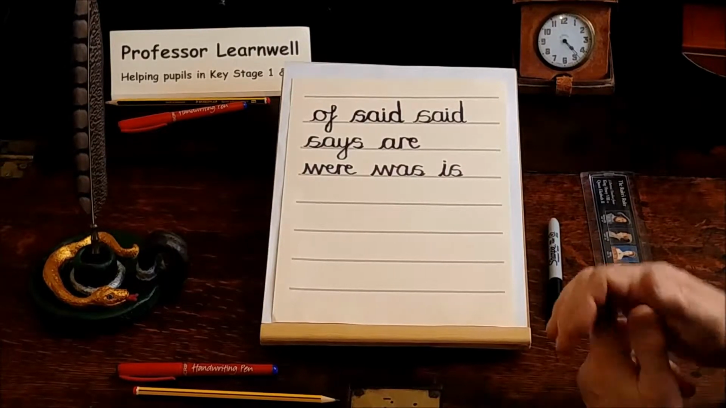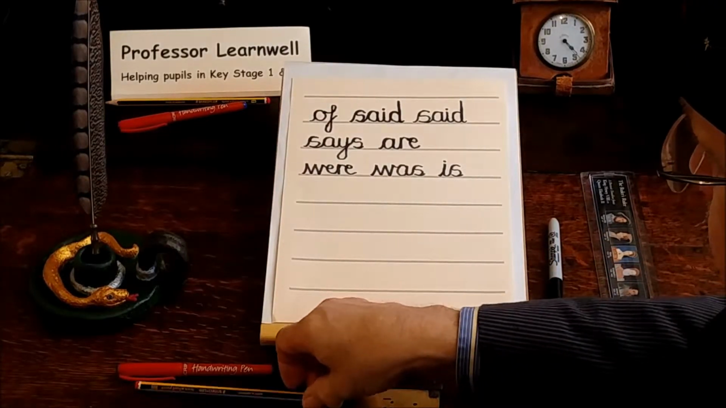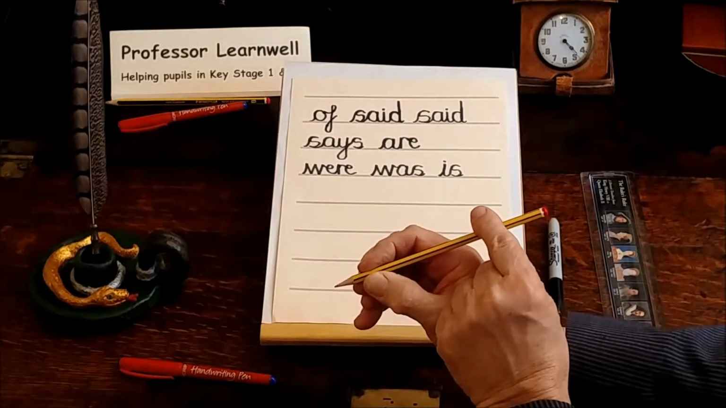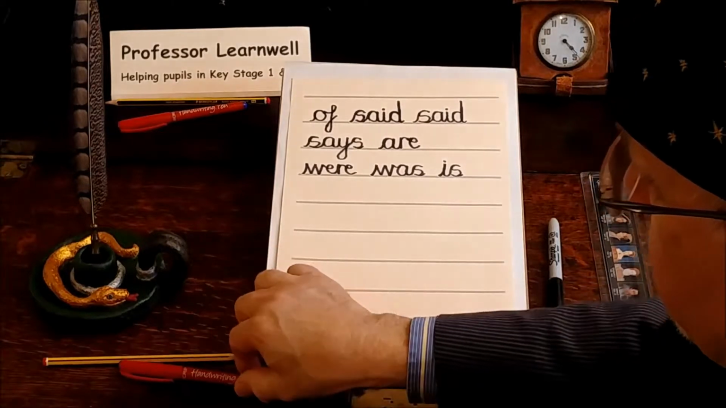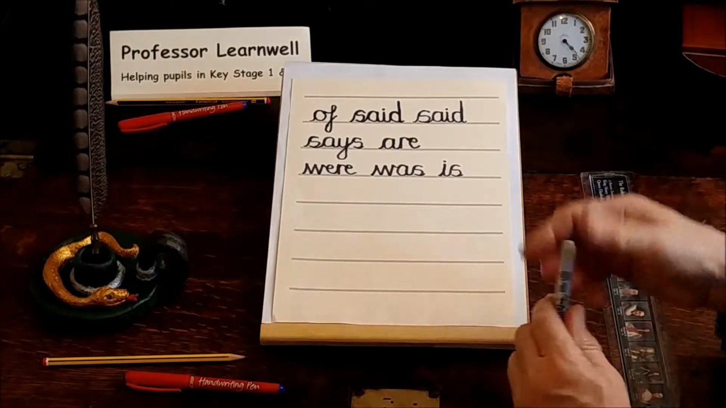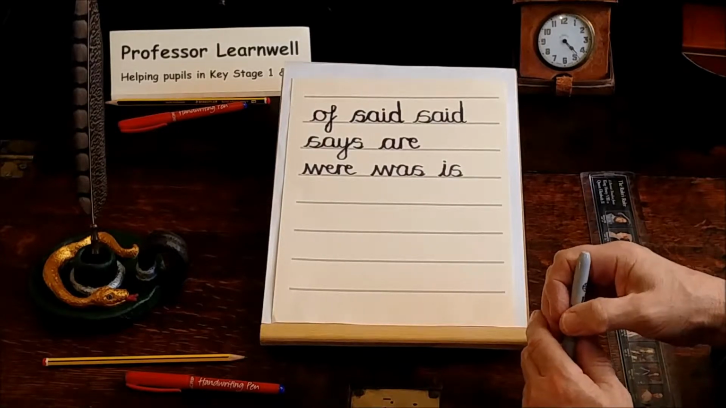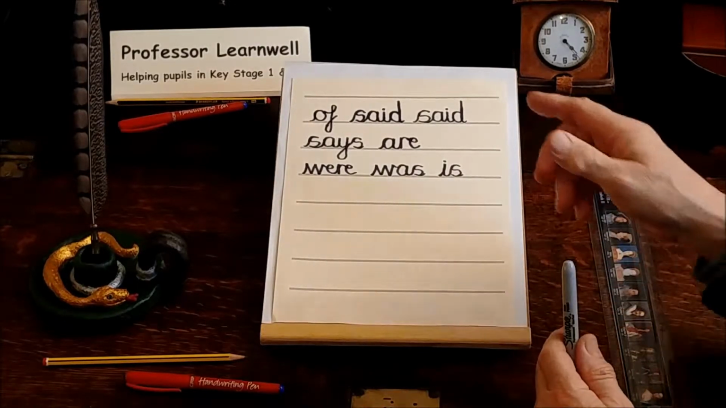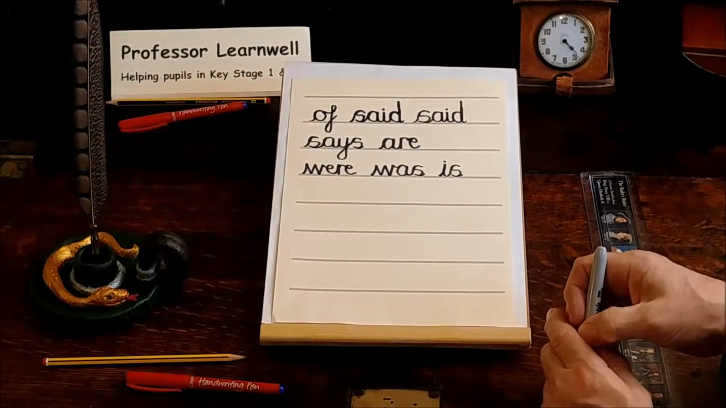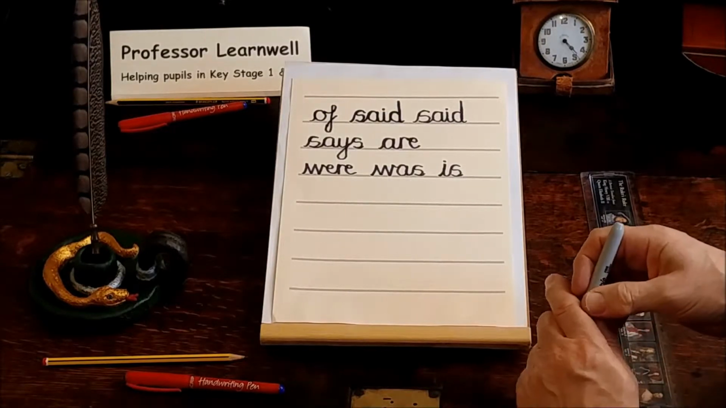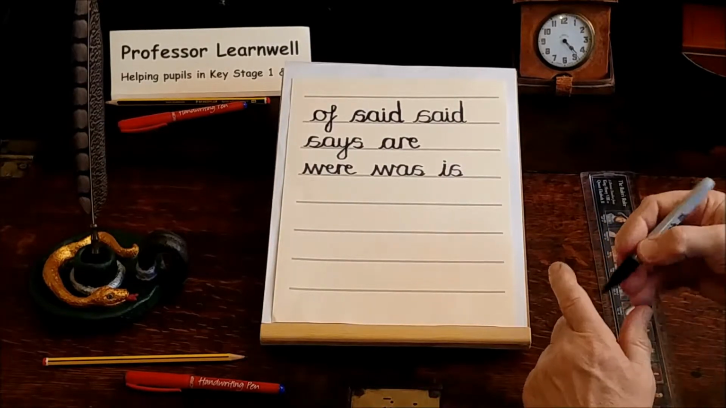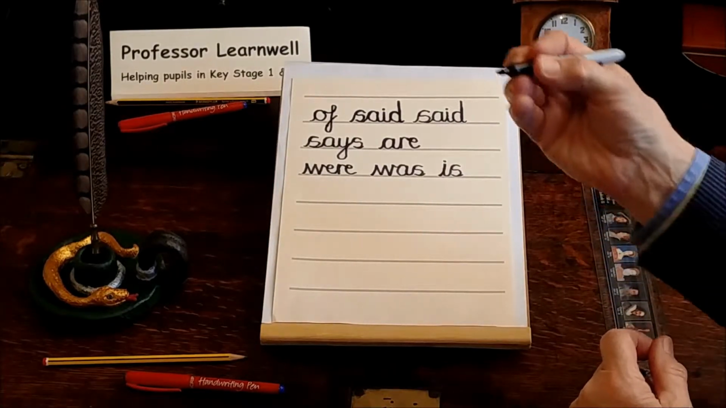Now, normally we'd pick up your pencil like this. I showed this before, and it can be flicked back. We won't be using a normal handwriting pen because, as explained before, it won't show up in the video. In video number 8, we looked at these words: of, said, says, are, were, was, and is. So I'm going to go straight into the next few common exception words in this particular video, holding a pen like this.